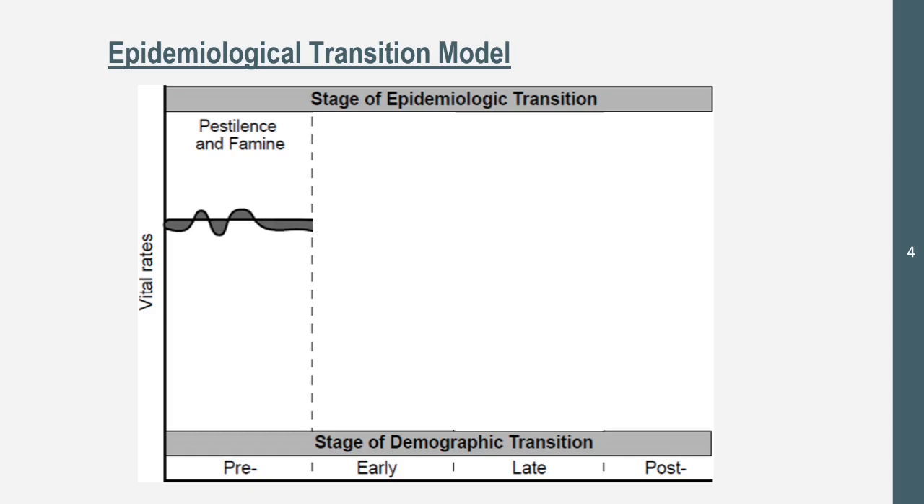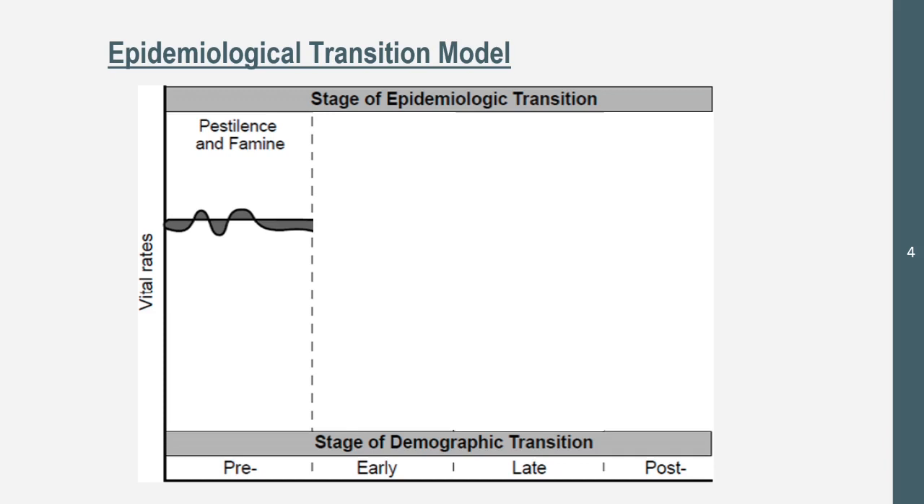Alright, ETM, Epidemiological Transition Model, Pestilence and Famine, that is stage 1. And you can see here there's only 4 stages of the ETM. But the ETM will coordinate with the demographic transition model. So stage 1 of the ETM is going to be stage 1 of the demographic transition model. You can see here at the bottom of the table, it says stage of demographic transition: pre, early, late, post. Pre is going to be stage 1. Now, stage 4 of the ETM is going to be stages 4 and 5 on the demographic transition model. Sometimes you'll see 5 stages on the epidemiological transition model, and that'll be easy to coordinate with the DTM. But we're going to use 4 stages just for the sake of it.